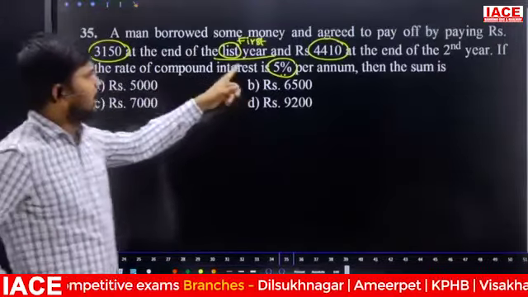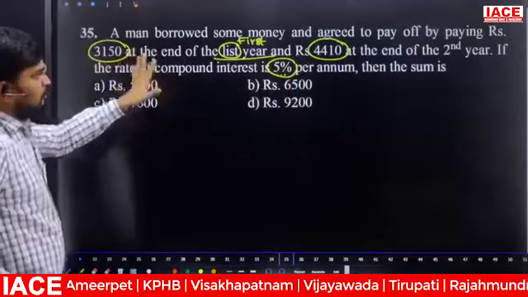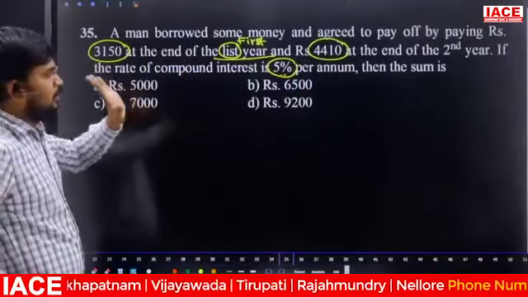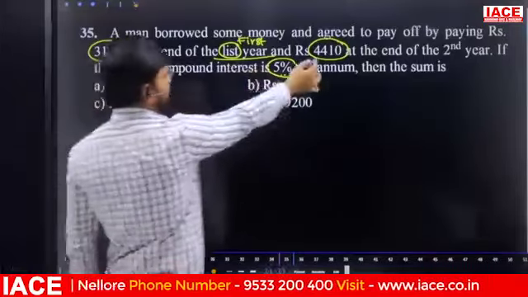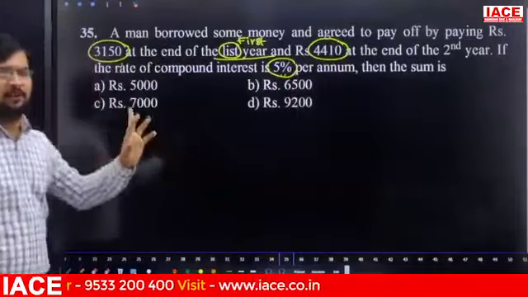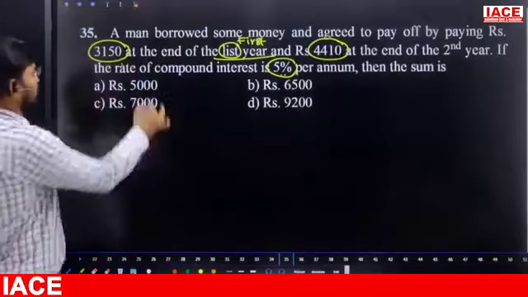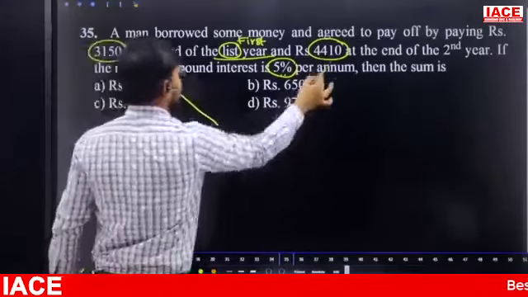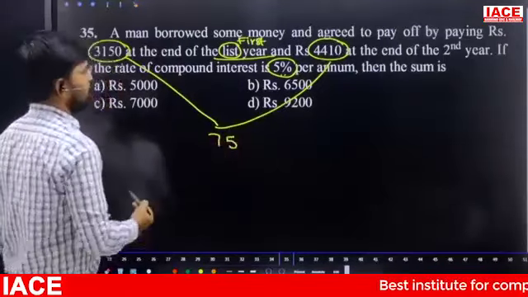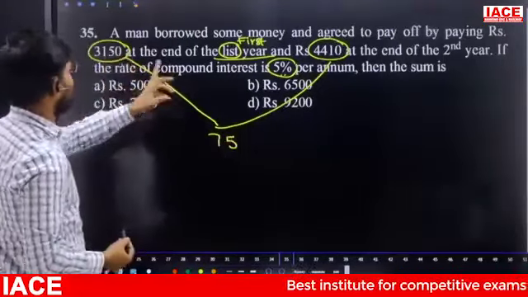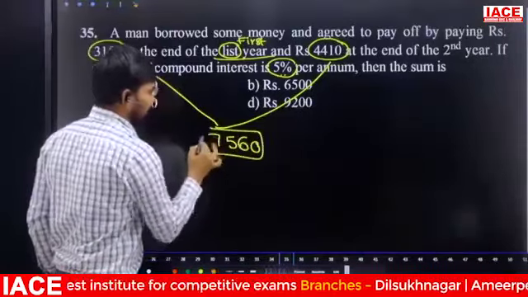A man borrowed some money and agreed to pay off by paying 3150 at the end of the first year and 4410 at the end of the second year. So 3150 and 4410, in total you are paying. So here 3150 and 4410 together is what? Together is 7560. This is the amount you paid.